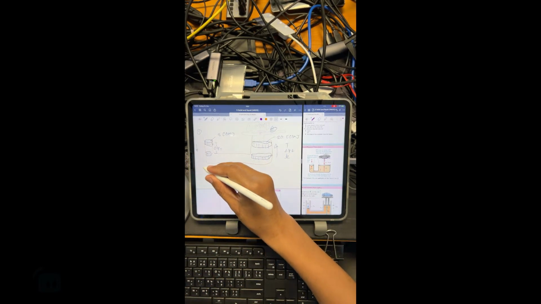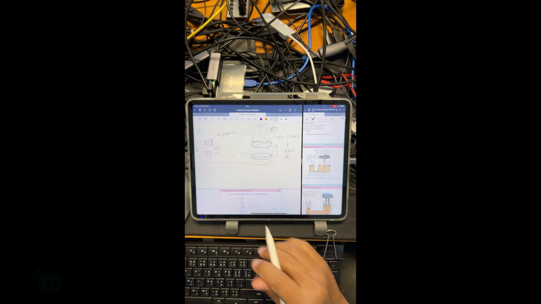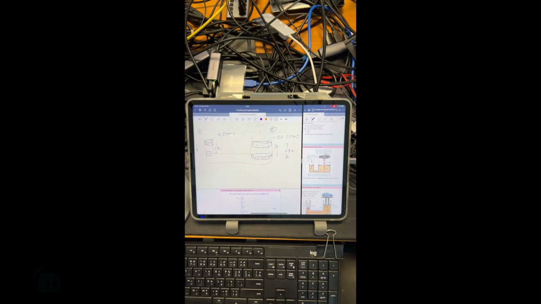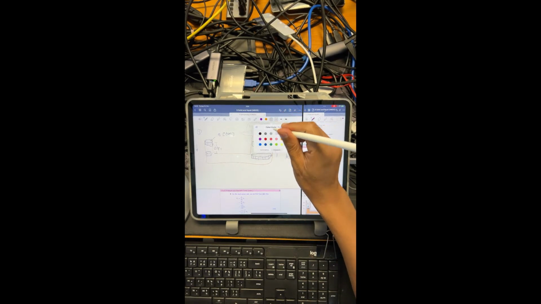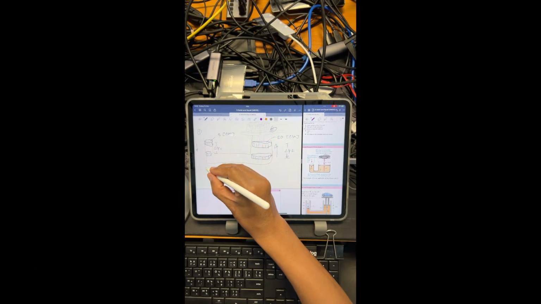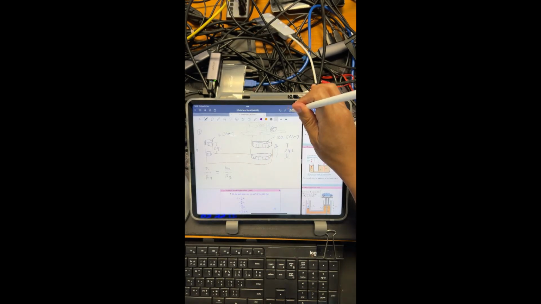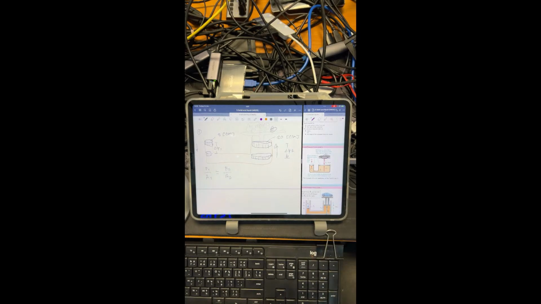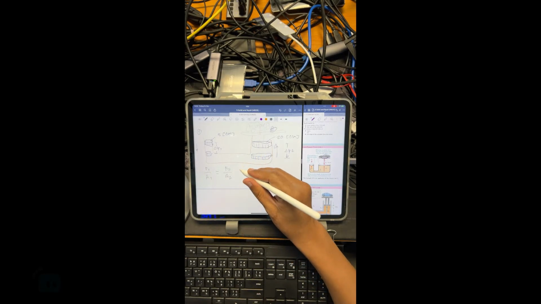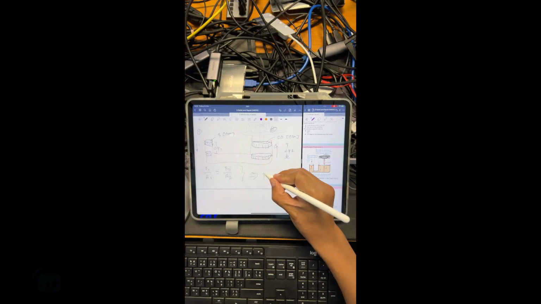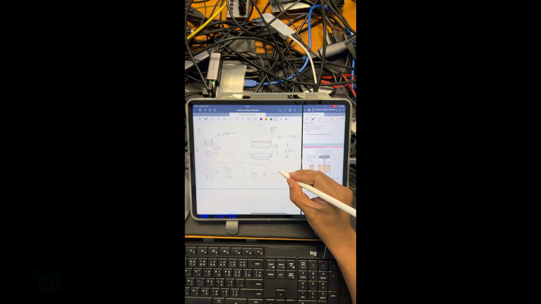Now we consider Pascal's law: F1 by A1 will be F2 by A2. But we want to find F1, so you can move it: F1 will be A1 by A2 times F2.